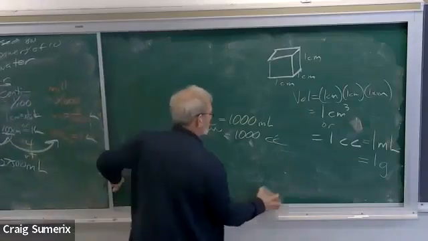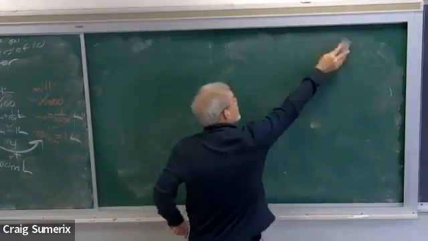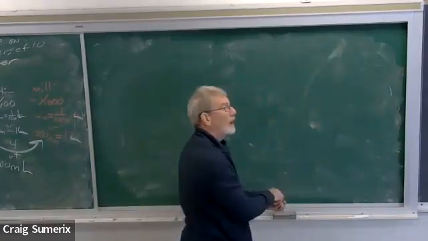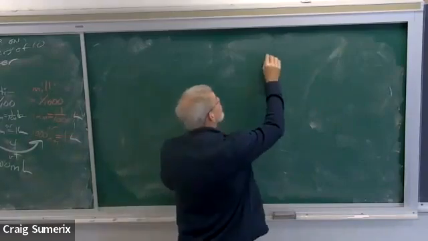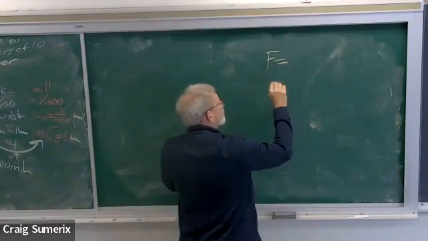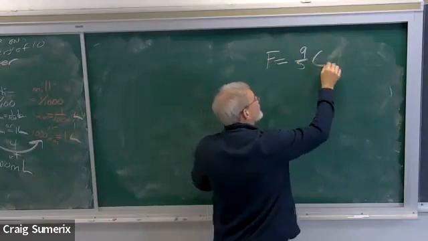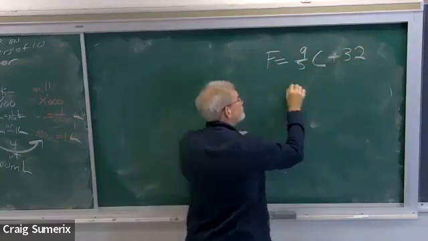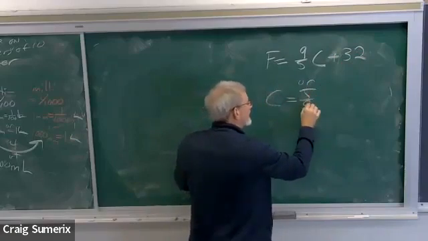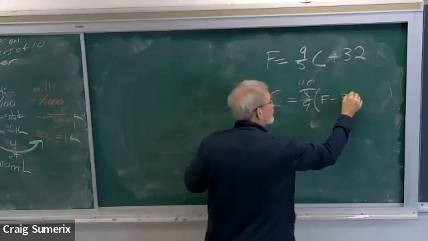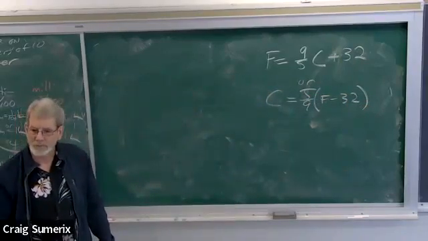So how do we do temperature? On that conversion sheet, there are two formulas you can use. F is equal to 9/5 C plus 32. Or you can use C is equal to 5/9 (F minus 32). Where the hell do those numbers come from?